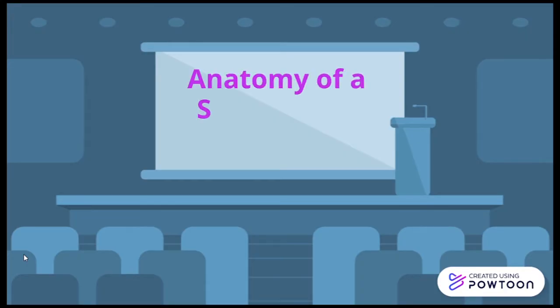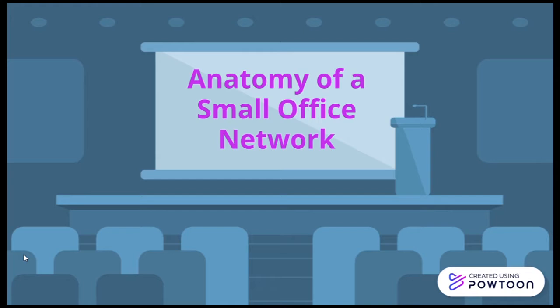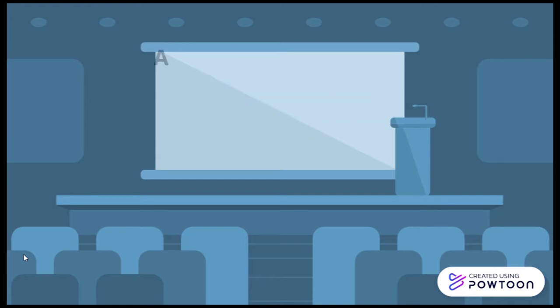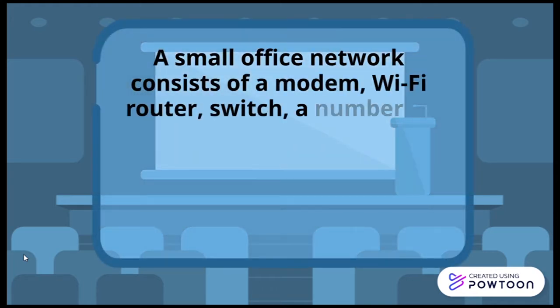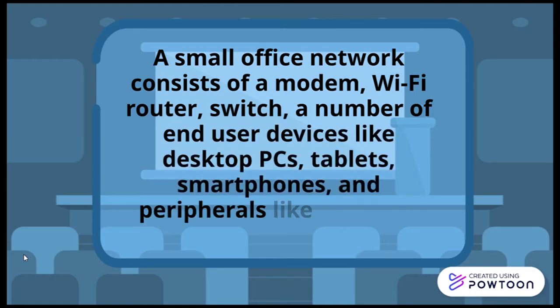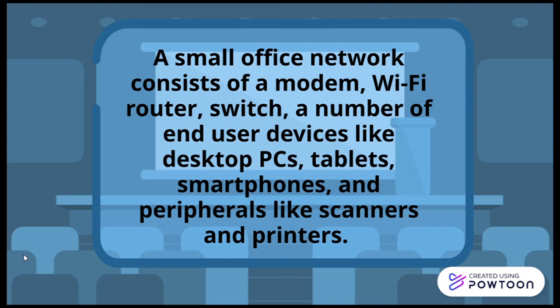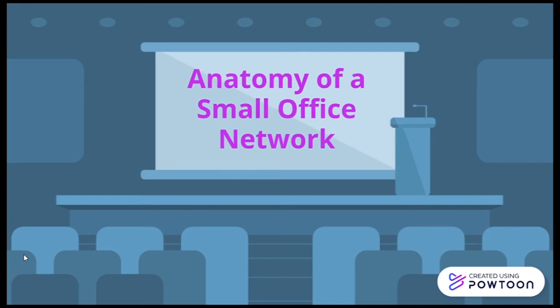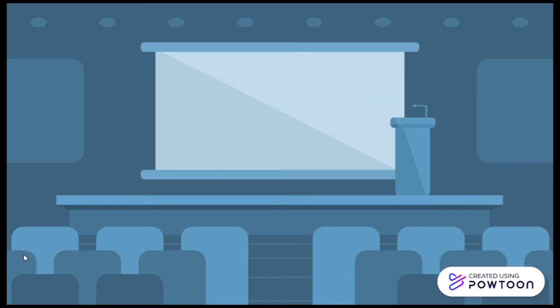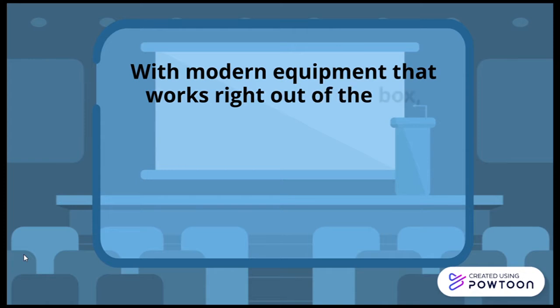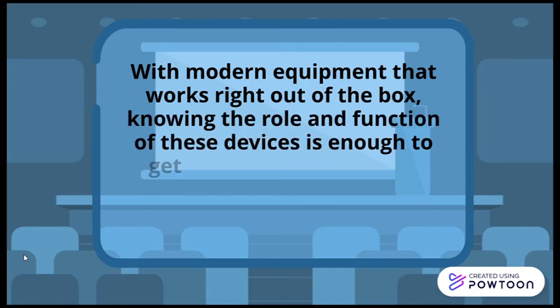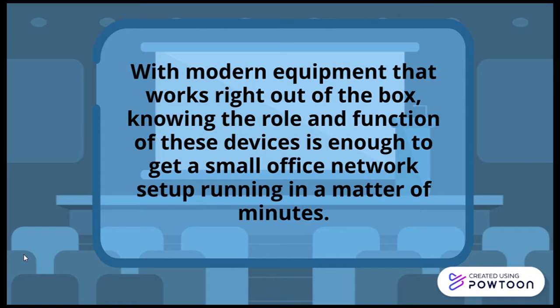Next, I will talk about the anatomy of a small office network. A small office network consists of a modern Wi-Fi router, a switch, and a number of end-user devices like desktop PCs, tablets, smartphones, and peripherals like scanners and printers. It also comes with modern equipment that works right out of the box. Knowing the role and function of the devices is enough to get a small office network up and running in a matter of minutes.